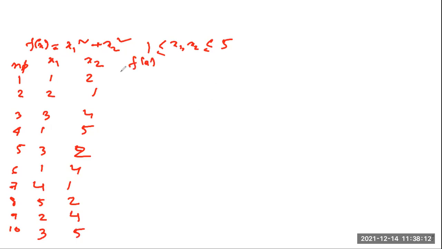What is the value of f(x)? It is this square plus this square. So 1 plus 4 is 5. This will again be 4 plus 1, which is 5. Then 9 plus 16 is 25. This will be 26. This will be 9 plus 4, which is 13. This will be 17, and this will also be 17. This will be 25 plus 4, which is 29. This will be 4 plus 16, which is 20. Then 25 plus 9 is 34.